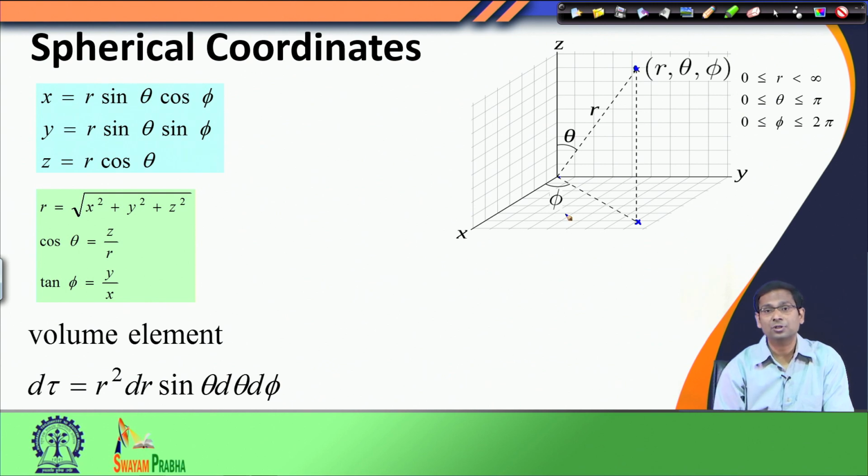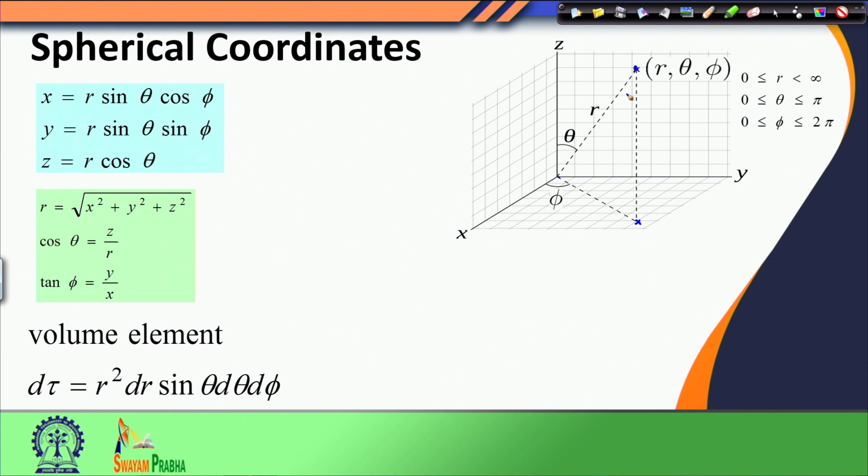So, what are the possible values of r, theta, phi? You see r goes from 0 to infinity. This would simply show the size of the sphere. Theta, on the other hand, goes from 0 to pi, and phi goes from 0 to 2 pi.